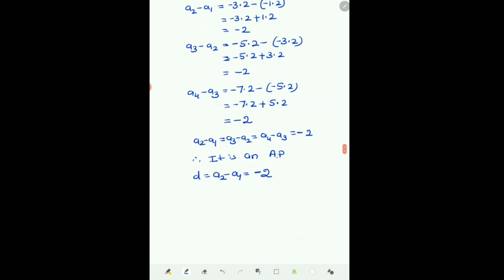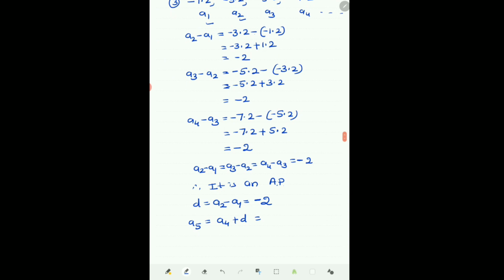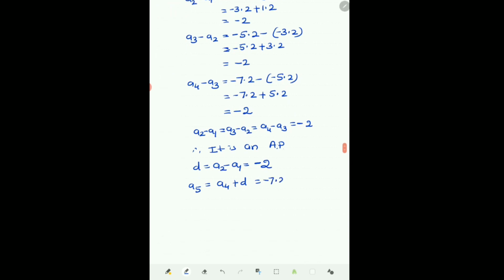Which term is given here? Up to fourth term is given. A4 is given. Next term means you must find out A5. A5 means A4 plus D. Fifth term is equals to fourth term plus D. That is A4 you know, that is minus 7.2. Minus 7.2. Then it is plus D means add minus 2, that is minus 9.2. Fifth term is minus 9.2. Because minus 7.2 minus 2 is here, both are having negative sign, add them and put the negative sign. Sum of 7.2 and 2 is 9.2, that is minus 9.2.